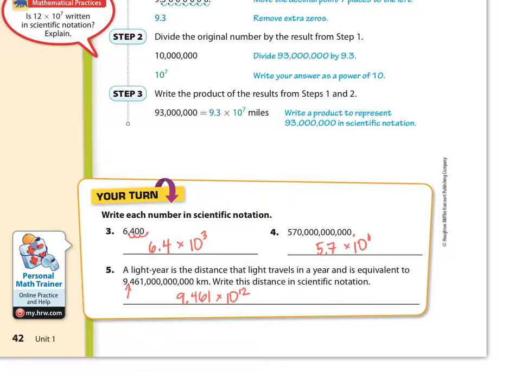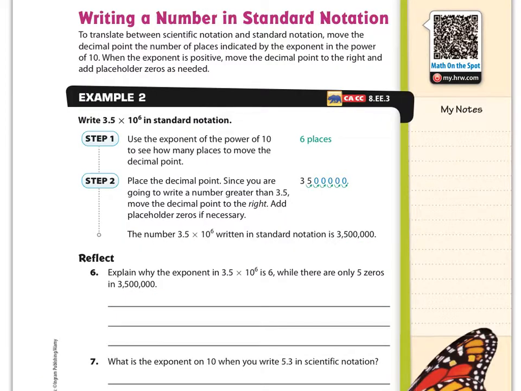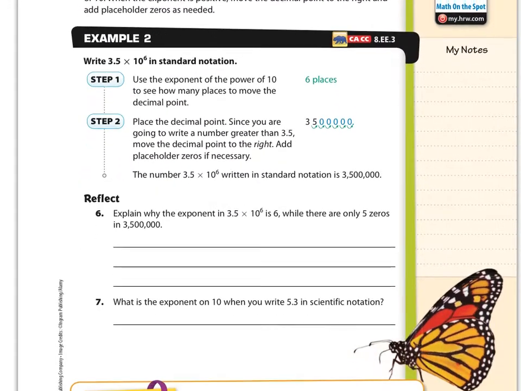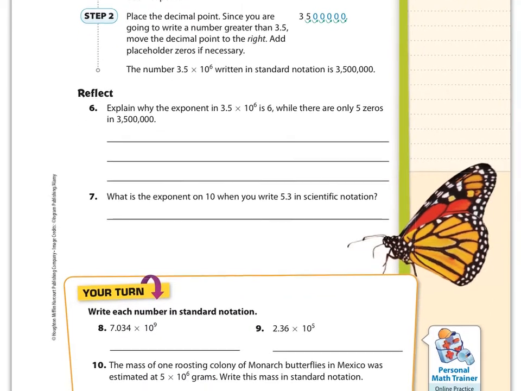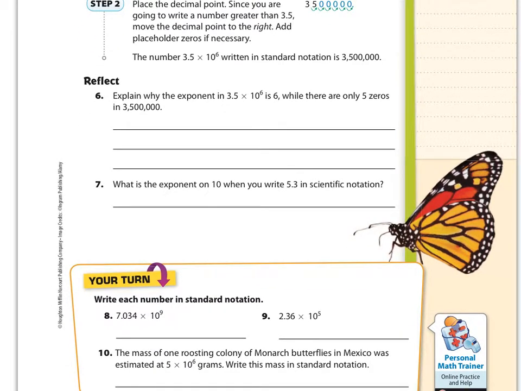Okay, let's go on to the next page and see what else we have. We may also need to take numbers that are written in scientific notation and then write them in standard notation. So it's just going backwards. What you just have to remember is that if my exponent is positive, it's making the number bigger. So my number is going to be very big.